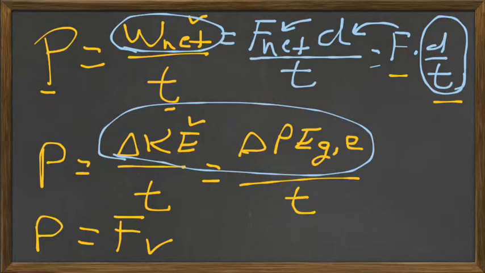This is especially good if you know somebody's moving at constant speed. If someone's moving at constant speed and you can solve for the force that's acting in the system, then that's a nice quick way to calculate power. So let's look at some examples where these formulas are used and why maybe I would choose one formula over another.